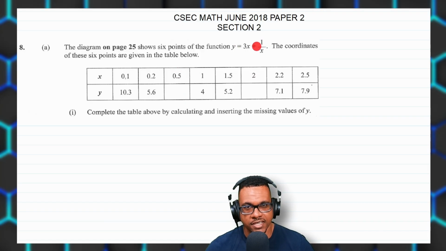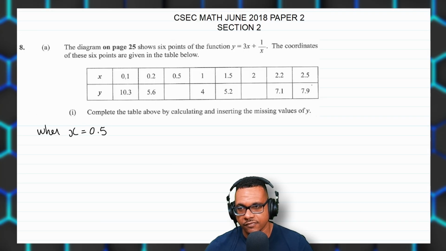So we have our function here, y is equal to 3x plus 1 over x. So I'll simply put when x is 0.5. Alright, our function is 3x plus 1 over x. So that simply means replacing the x in our function with 0.5. So we're going to have y is equal to 3 times 0.5 plus 1 over 0.5. Now we can work this whole thing out on the calculator.